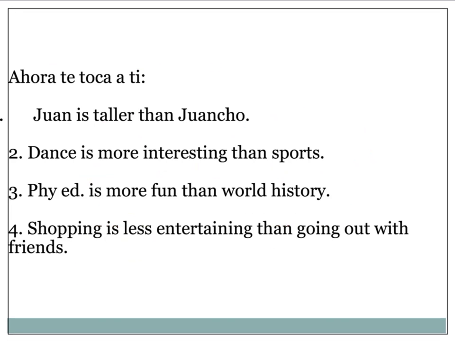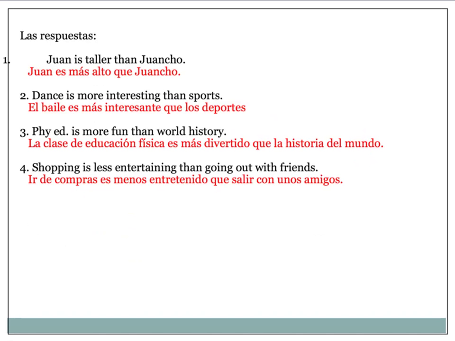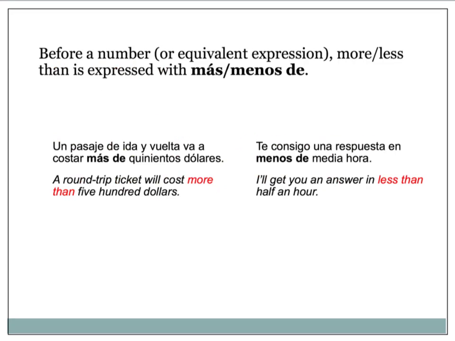So ahora te toca a ti. Do these. Write these down on your answer sheet. Here are the answers. We would say Juan es más alto que Juancho. We want to say that el baile es más interesante que los deportes. Or la clase de educación física es más divertida, that should be an A, que la historia del mundo. Ir de compras es más entretenido que salir con unos amigos. Remember that divertida is because of la clase.